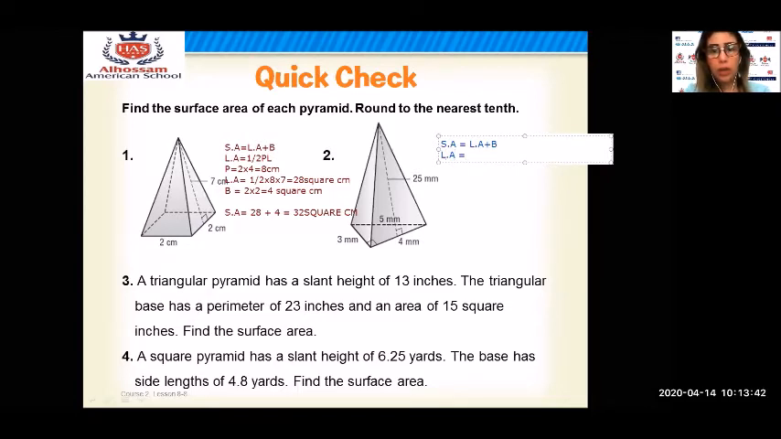LA equal 1/2. Yes, half PL, right? Half PL. And what is the meaning of P? The perimeter. Yes. P is the perimeter. Okay, great. Can you calculate for me the perimeter of that triangle?